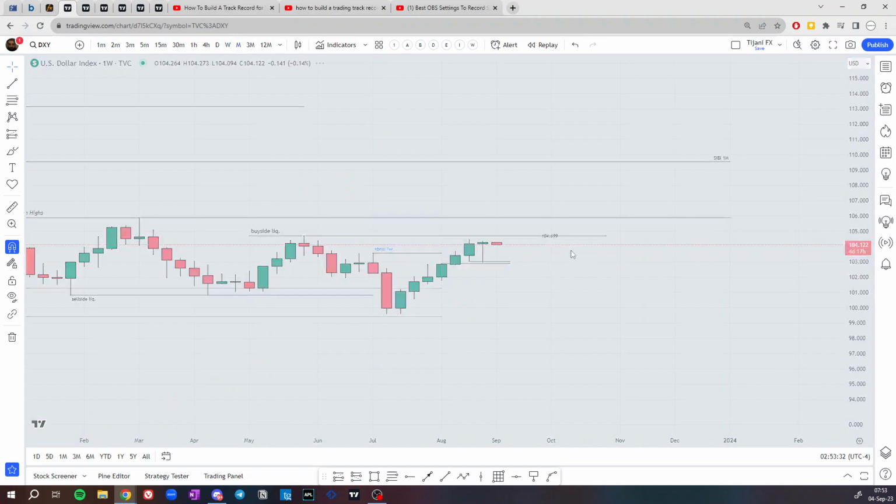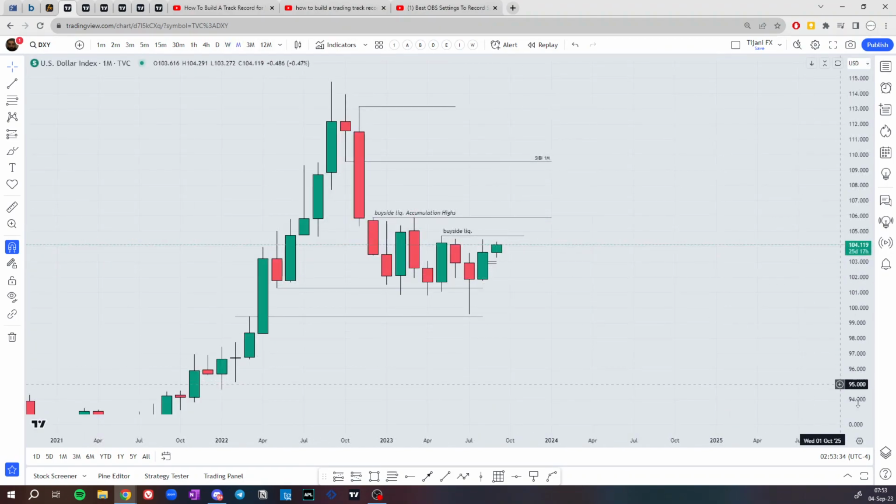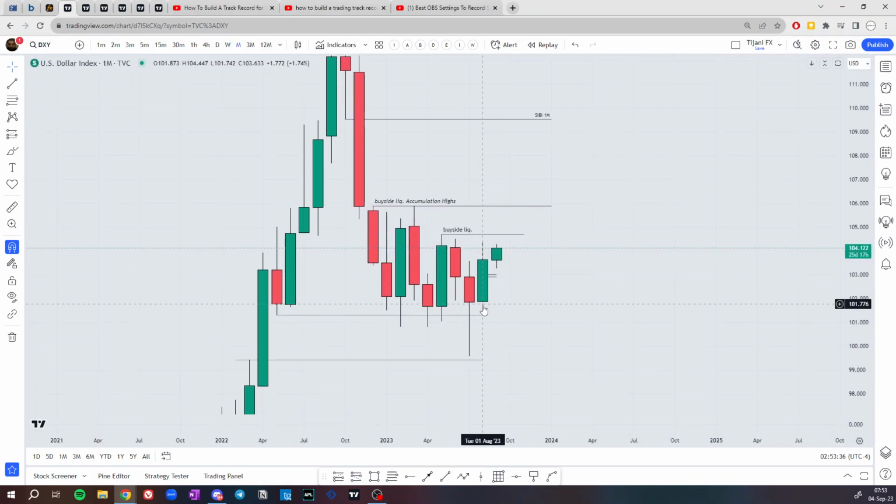As you see, the August month here has closed bullish, so I'm expecting September to continue bullish also, and we have the monthly order block here. Price could retrace to the monthly order block to continue higher.